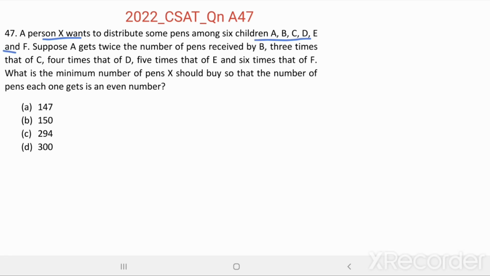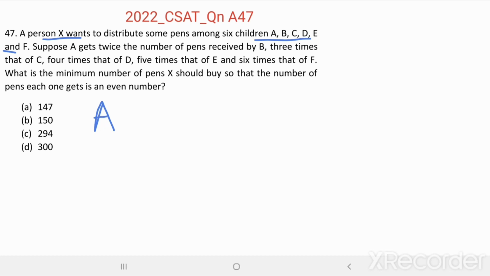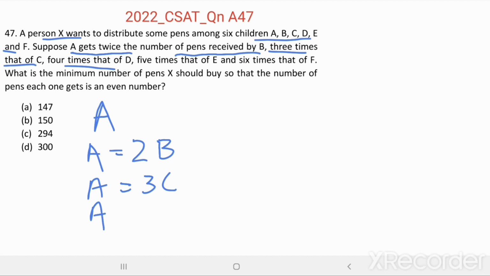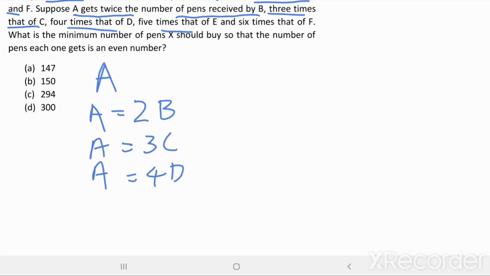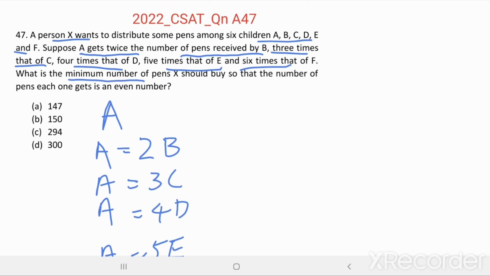A person X wants to distribute some pens among 6 children A, B, C, D, E and F. Suppose the number of pens given to A equals A. Then A gets twice the number of pens received by B, so A equals twice B. A equals 3 times C, 4 times D, 5 times E and 6 times F. Then what is the minimum number of pens X should buy so that the number of pens each one gets is an even number? This is very important. Each one should get an even number of pens.